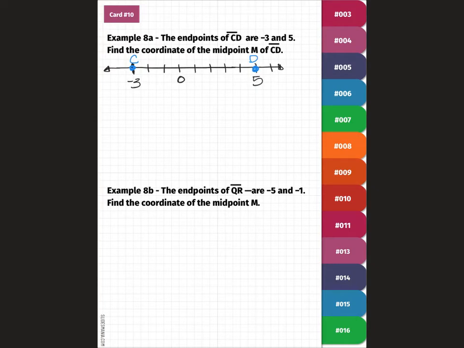So we need to find M, which is the midpoint. And so up here, I know that M is equal to x1 plus x2 over 2. So that's the formula that I'm going to use when I'm finding M. I wrote it at the top. So I'm going to label C as x1 and D as x2. So M would be equal to x1, which is -3, plus x2, which is 5, over 2. So -3 plus 5 is equal to 2 over 2, which is equal to 1.